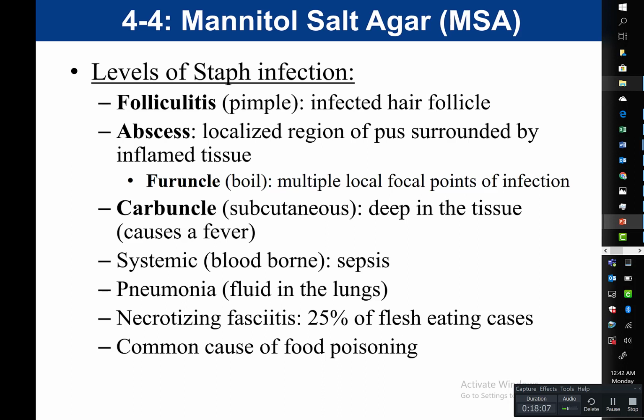We can also get what's called a carbuncle, which becomes subcutaneous, meaning it penetrates the epidermis. It goes deep into the tissues, and this will lead to a fever. And that fever is a result of the inflammatory response, which we will learn more about in our immunology chapter. And so this is where the bacteria starts to kind of penetrate.